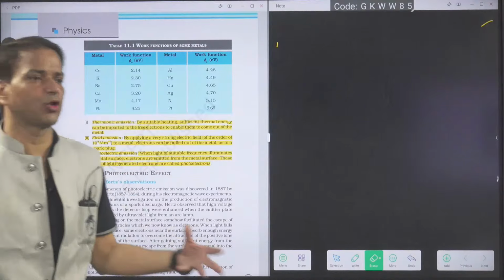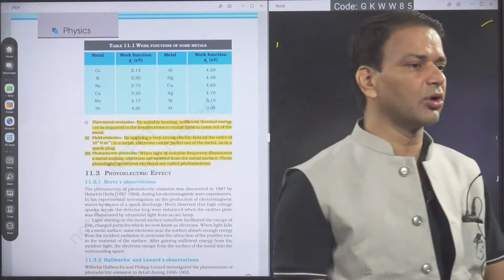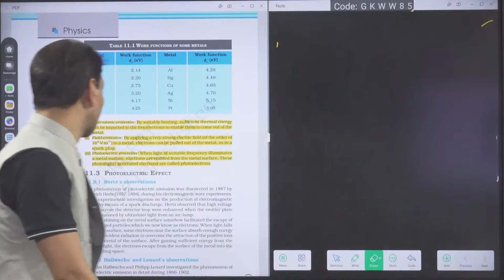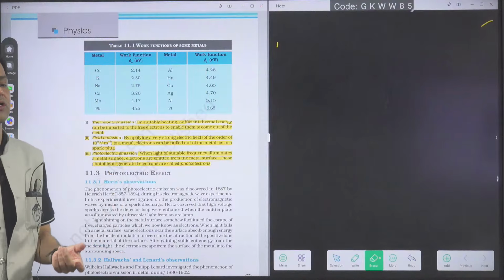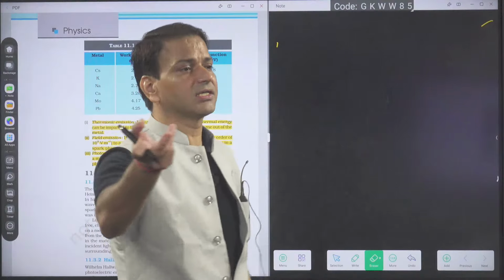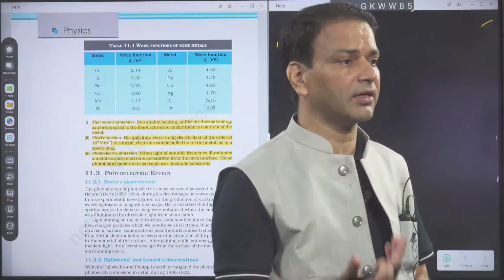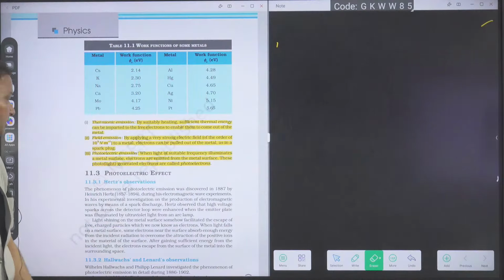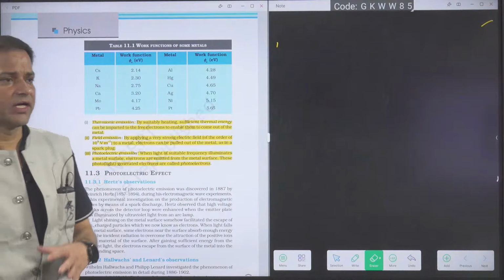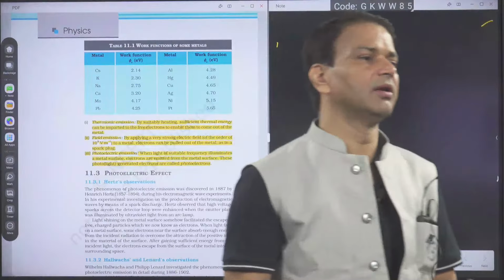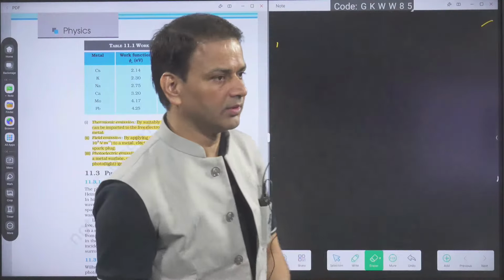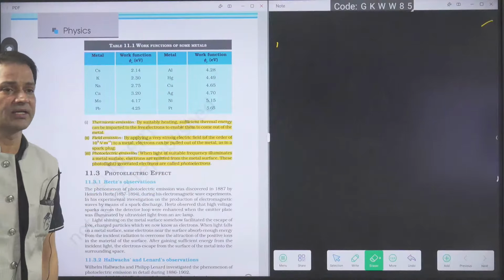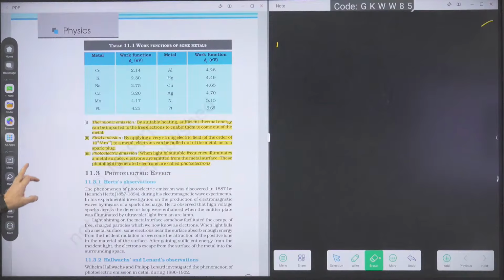Thermionic emission means when the electron is ejected due to the temperature. That is called thermionic emission. When an electron is ejected due to the electric field, that is called field emission. It happens in the semiconductor also. And photoelectric emission means when an electron is ejected due to suitable light or suitable wave. When light of suitable frequency illuminates a metal surface, electrons are emitted from the metal surface. So these are the three ejections.